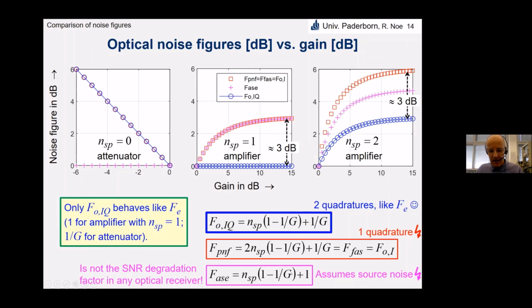And Hermann Haus has also defined another noise figure. This assumes source noise, as you can see here. Detection noise means 1 over G, and this means source noise. But in the optical domain, there is no source noise. And also, this noise figure is not the SNR degradation factor in any known optical receiver. So it is not a noise figure.